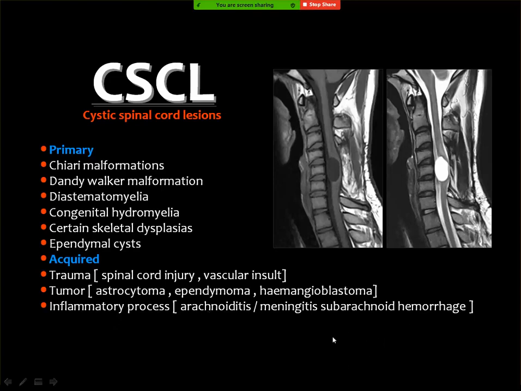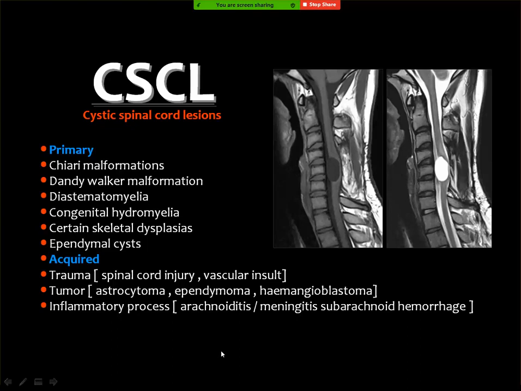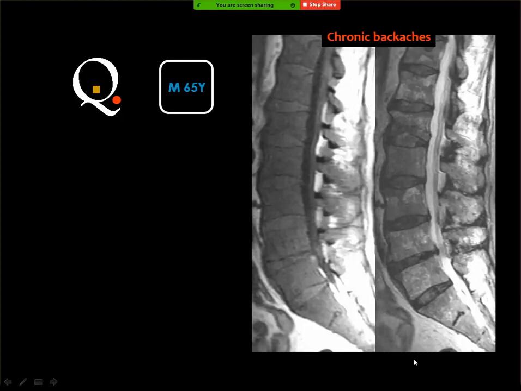Then, if you see a cystic lesion inside the spinal cord, you need the diffusion weighted image. I hope you remember this. You need the diffusion weighted image in order to diagnose epidermoid cyst. And one of the supportive findings for epidermoid is to see that the cyst has a restricted diffusion. Otherwise, you include the differential diagnosis according to the rest of the imaging findings.